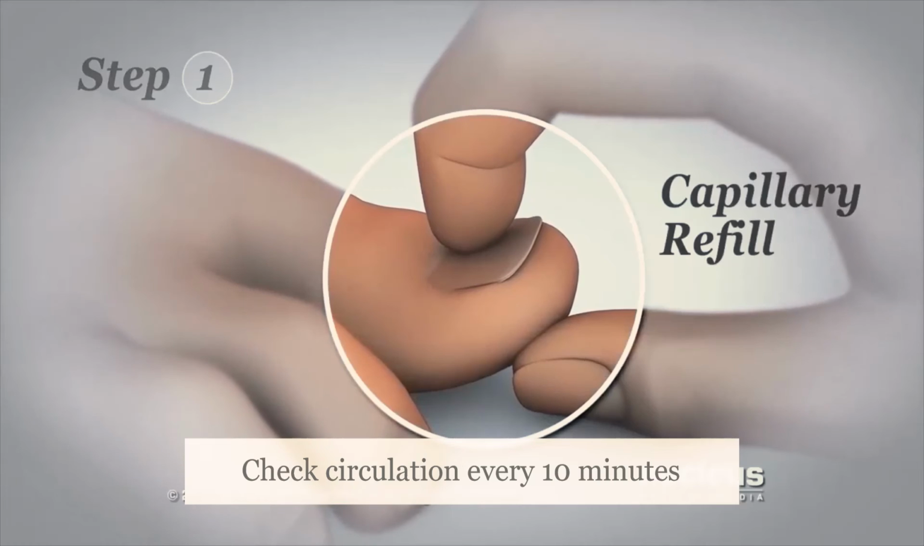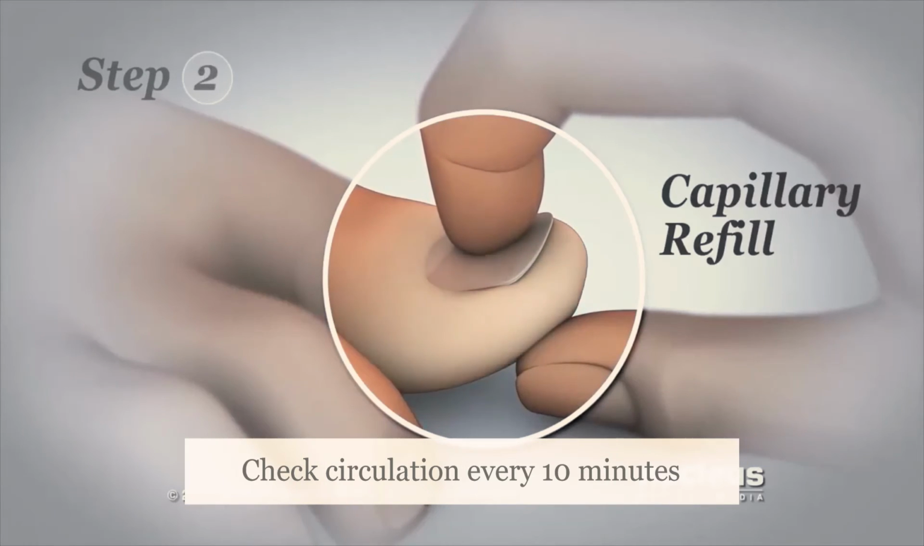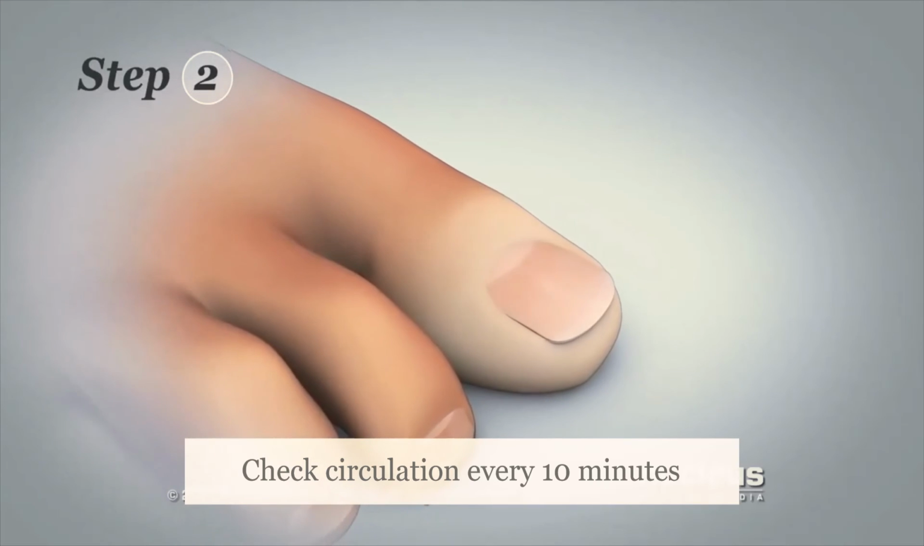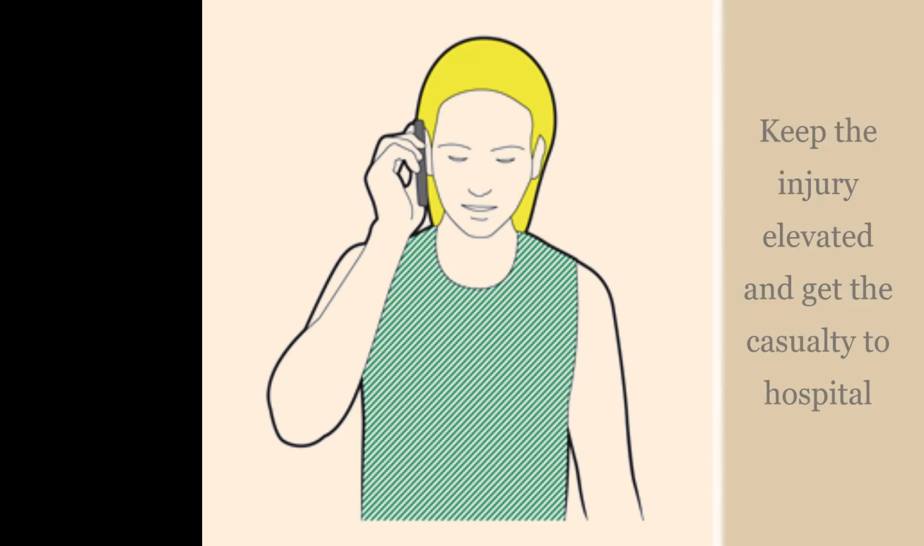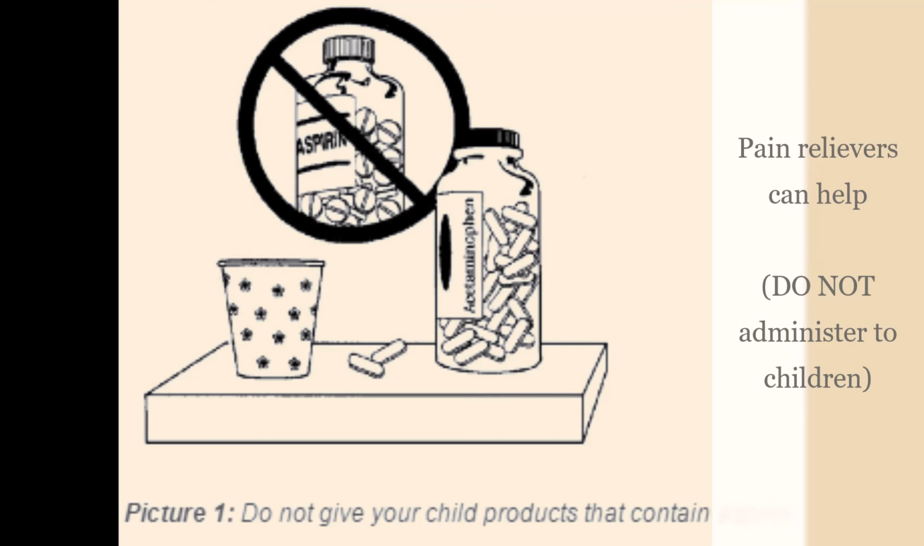4. Check circulation every 10 minutes to make sure the bandage is not on too tight and restricting blood flow to the injured area. You can do this, for example, by pressing on the toe for 5 seconds and the color should come right back when you let go. 5. Keep the injury elevated. 6. Get the casualty to hospital. 7. Aspirin or other pain relievers can help. However, do not give aspirin to children.